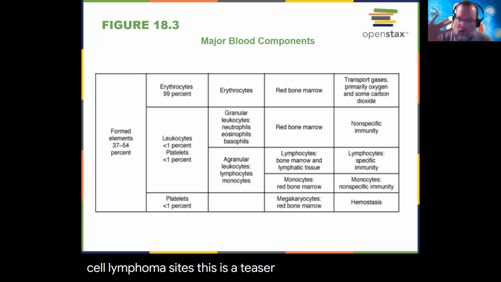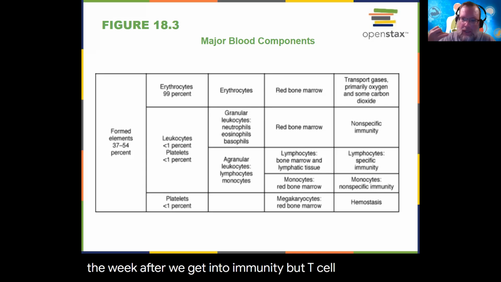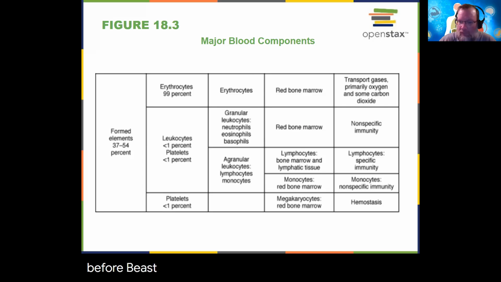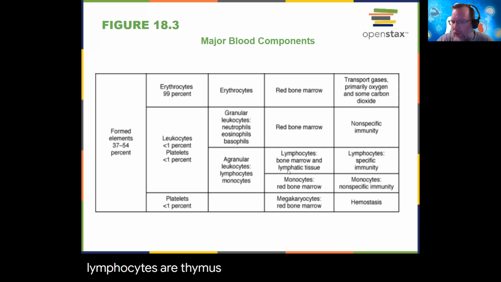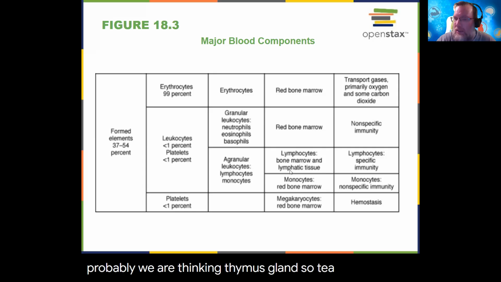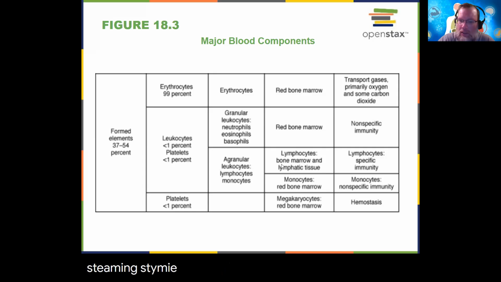So this is a teaser trailer for next week or the week after when we get into immunity. But T cell lymphocytes, B cell lymphocytes, you've maybe heard those terms before. B cell lymphocytes are born and raised and originate in the bone marrow; they travel throughout the body, but those are B cell, bone marrow lymphocytes. T cell lymphocytes are thymus lymphocytes. So it says other lymphatic tissue, and we are thinking thymus gland. T means thymus gland.